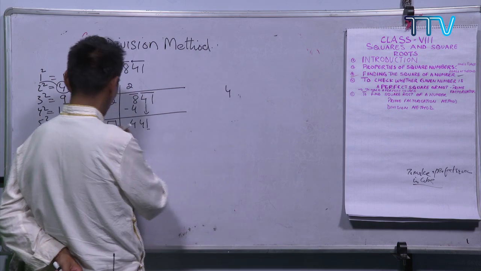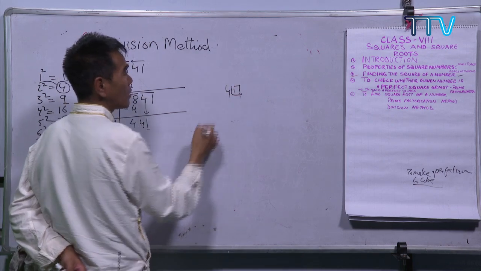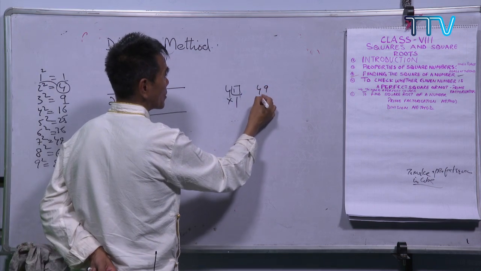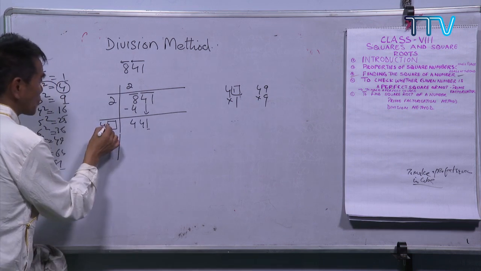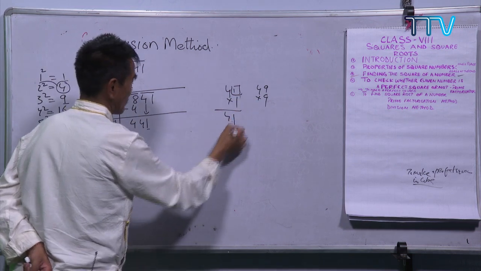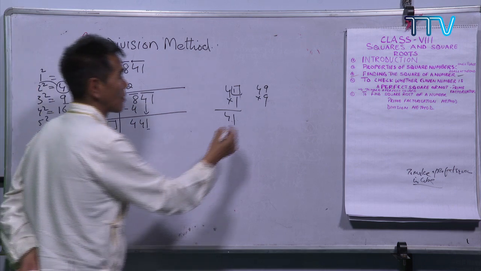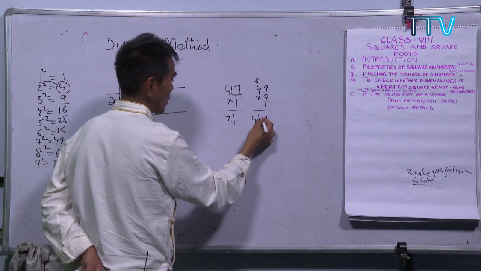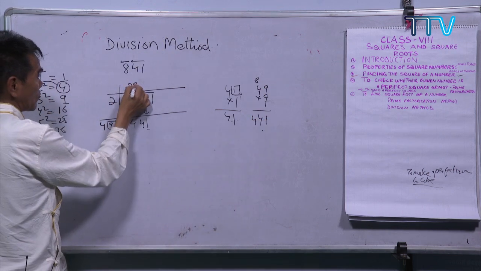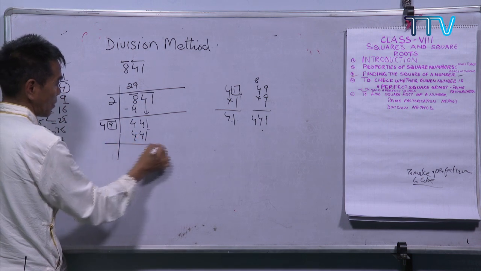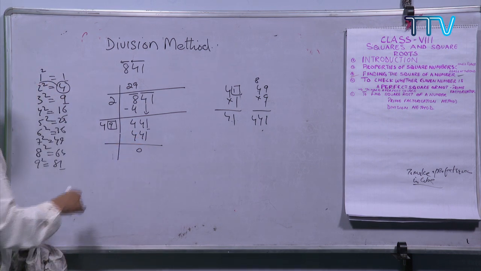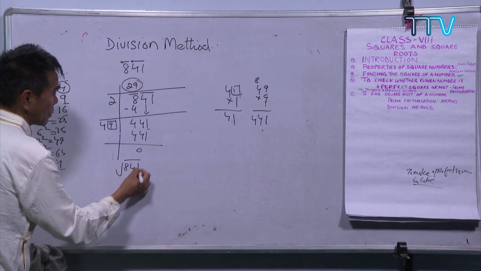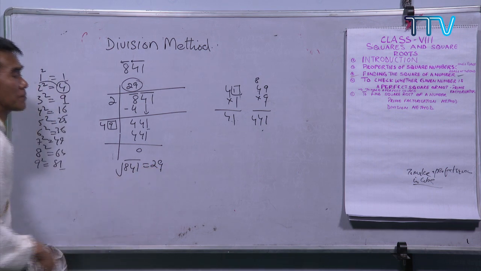If I put 1, you multiply by 1: 41 times 1 is 41, but we need 441. If I put 9, you multiply by 9: 9 times 9 is 81, 9 times 4 is 36, plus 8 gives 44, so 441. Exactly. So put 9 over here, and the remainder is 0. The square root of 841 is 29.